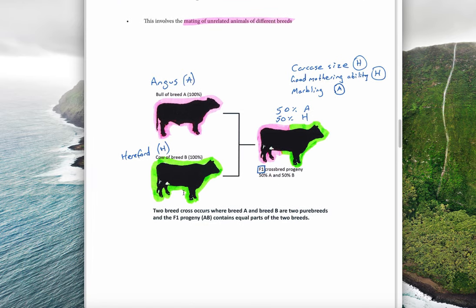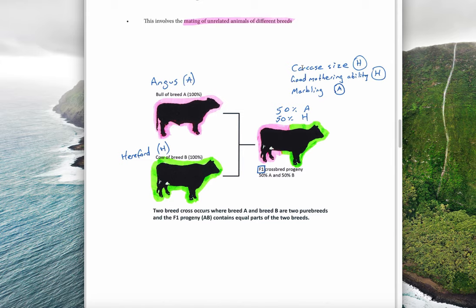So here we have 2 clear examples of 2 different breeds. We have an Angus, it's 100% Angus, and we have a Hereford, and it's 100% Hereford. And when we cross them together, obviously one's a male, one's a female, we get an offspring that is 50% genetically related to the Angus and 50% genetically related to the Hereford. Now, when you cross animals together like this, some traits from one animal will show, while others won't from the other animal, and some traits from the Hereford will show, while that trait won't show from the Angus.